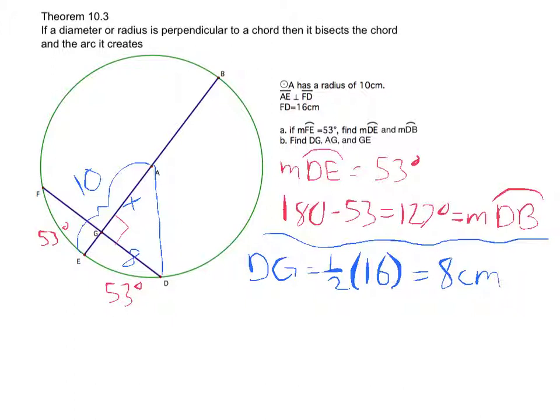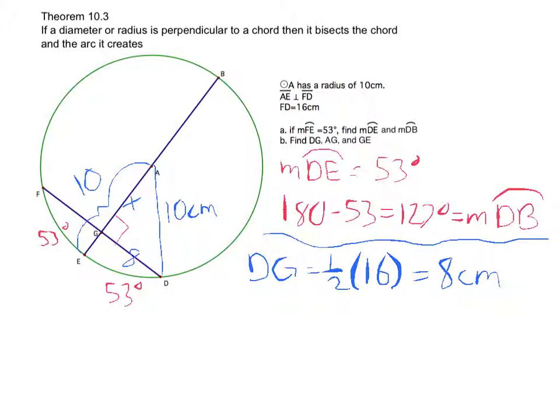And because that's a radius, I know that it's 10 centimeters. And now I have a right triangle where I know the hypotenuse and one of the legs, and I need the other leg. So the easiest thing to do there is just going to be the Pythagorean theorem.